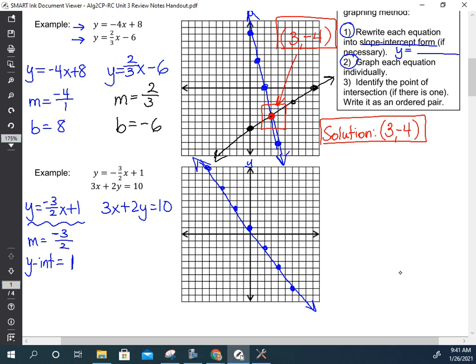So the second equation, we got a problem. It's not y by itself. So here's my equation. I need y by itself. So what do I have to do first?